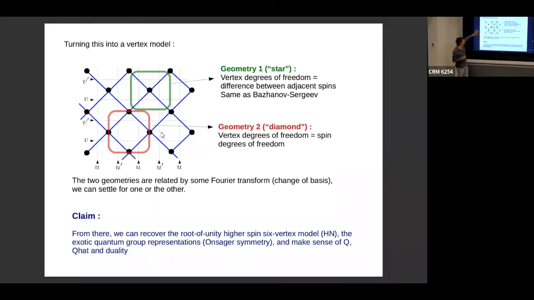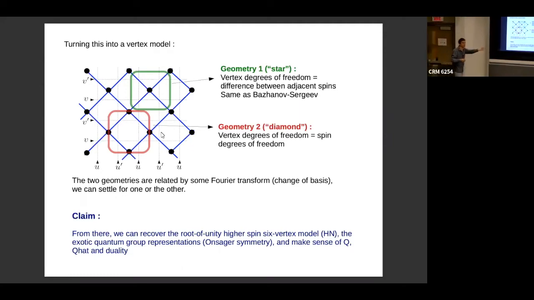The other geometry is called the diamond geometry. Now the building block is this, and the vertex degrees of freedom are the spin degrees of freedom themselves, which are again in Zn. It's slightly simpler in the sense that you don't have to sum over some inside spin, but morally it's really equivalent, and the two are related by some kind of Fourier transform.